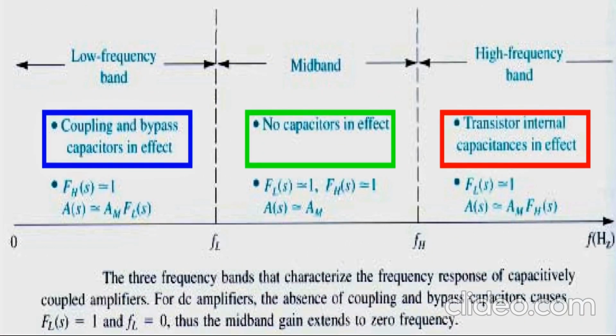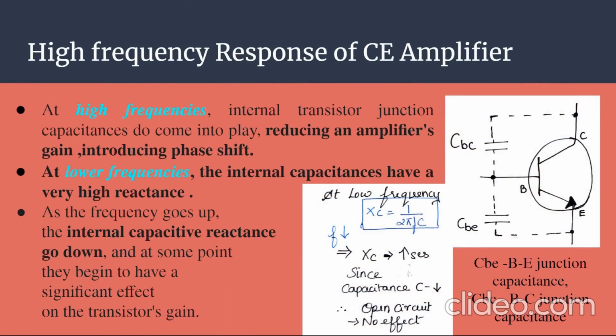Here we can also see clearly the three frequency bands that categorize the frequency response of capacitively coupled amplifiers. It also shows the considerations of the different capacitors that we use for frequency analysis. So with this info, let's move towards the high frequency response of a common emitter amplifier.